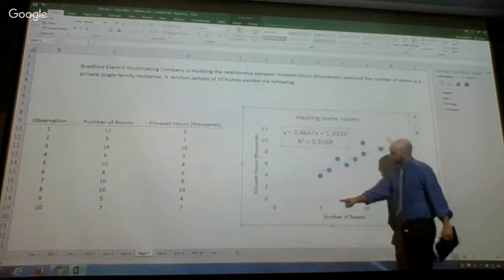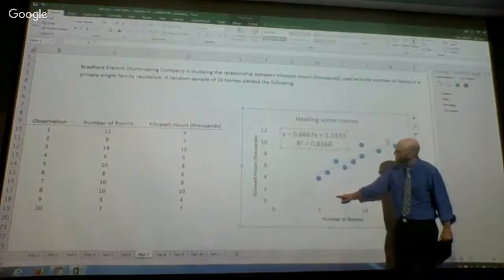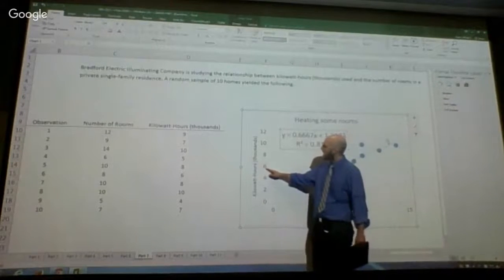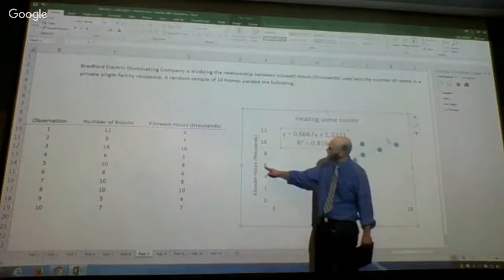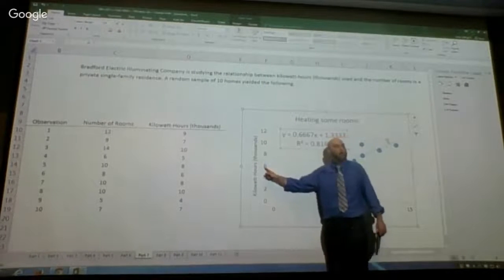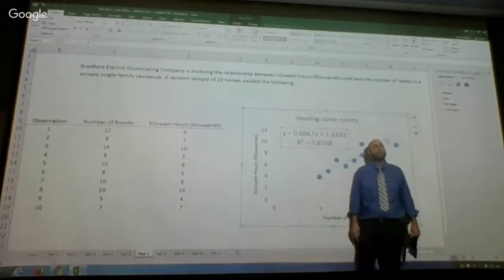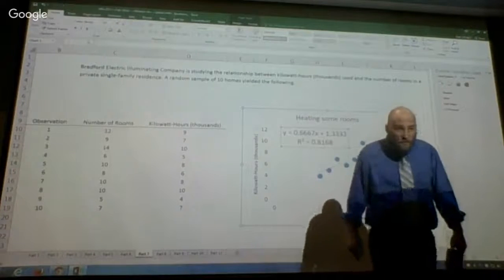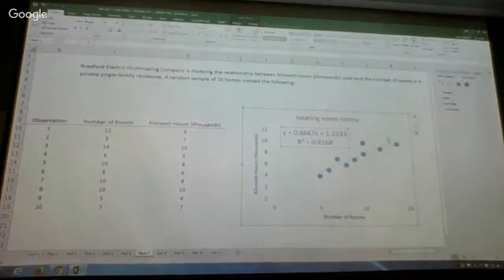If we had 7 rooms in a home, I would expect something maybe just under 6,000 kilowatt hours, something around 5 and change. So, Kel, what's the formula to calculate B? R times S sub y divided by x. Very good.